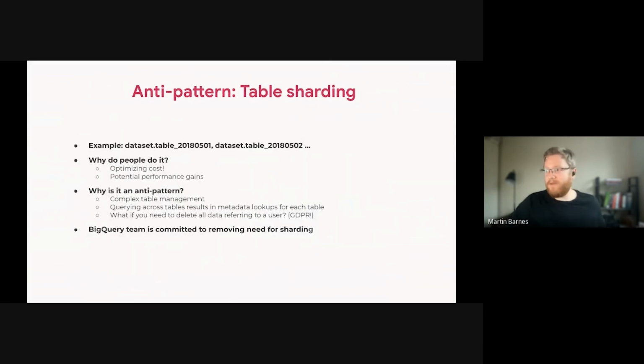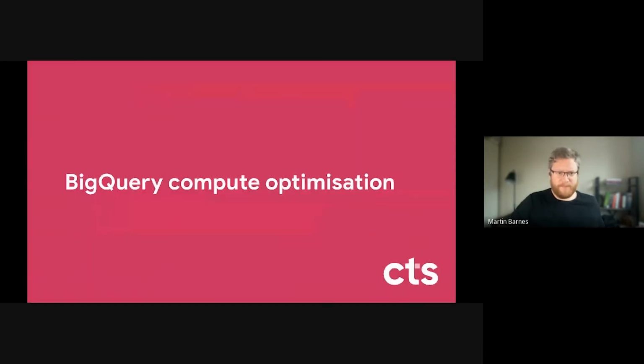A big anti-pattern to avoid, however, and really use partitioning instead, is this idea of table sharding, which is something that a lot of businesses do in more traditional databases. So really look to leverage partitioning above table sharding, because table sharding can become quite intense to manage, and really it's unnecessary in processing nowadays.